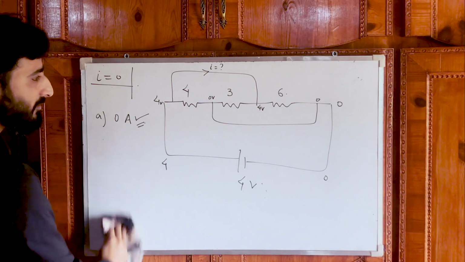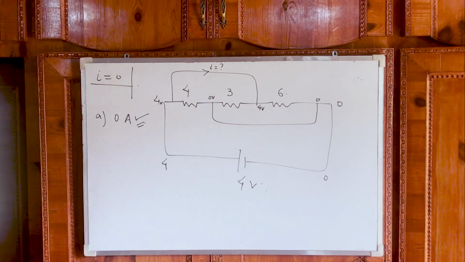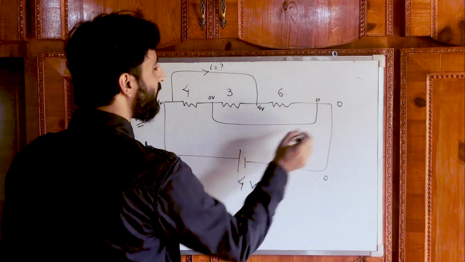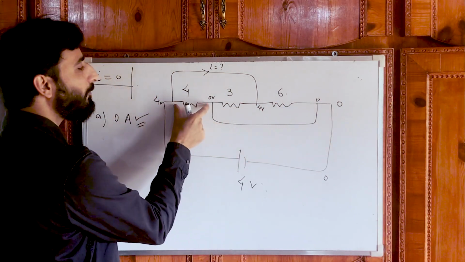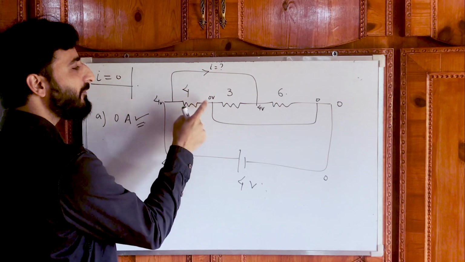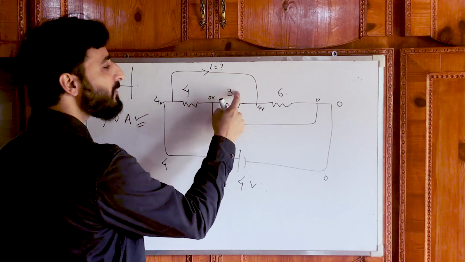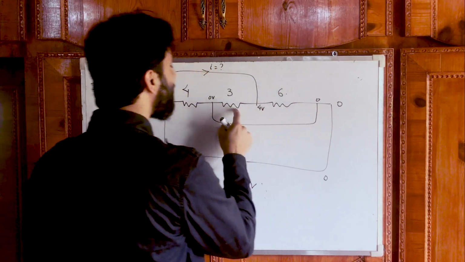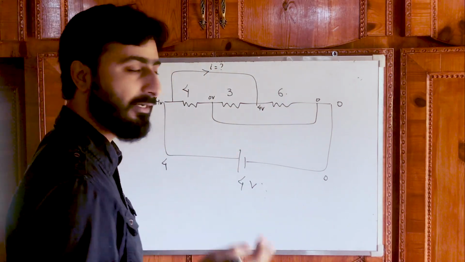These are the answers. Fine. So if this point is 4 volt, this is again 4. If this is 0, this is again 0. Now the 4 ohm resistance is between 0 and 4. 3 ohm is between 0 and 4. 6 ohm is between 4 and 0. So all these 3 resistances are in parallel.